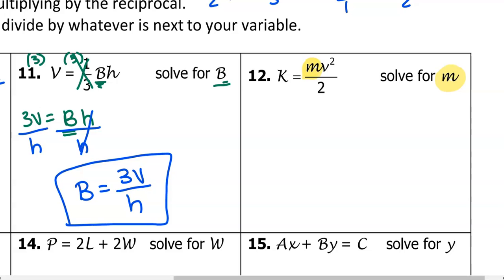The 2 is being divided right now. So what's the opposite of that? Multiply. So we're going to multiply both sides by 2. That moves it away from this side and moves it to the other side. We have 2K equals MV squared.